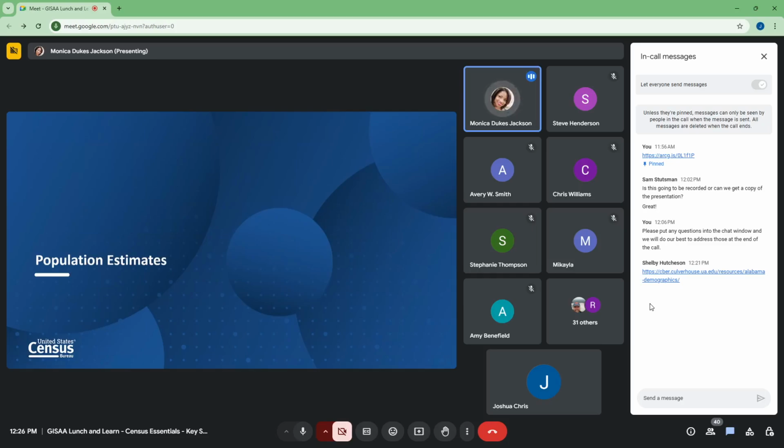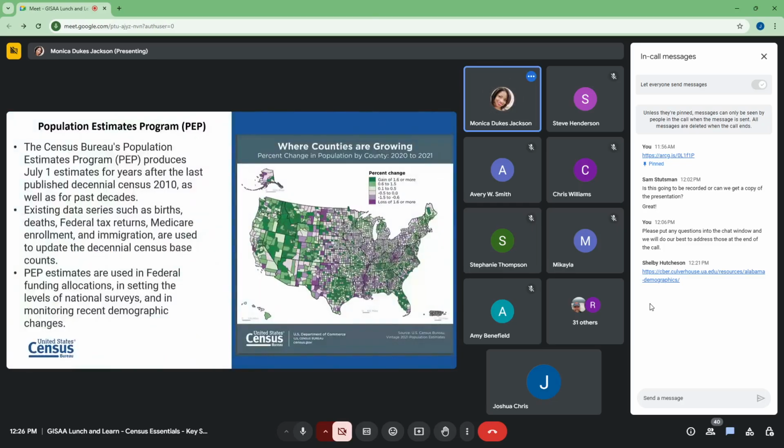Okay, so now moving on to our third program, or our population estimates program. So our population estimates program, or PEP, produces estimates of the population for the United States, metropolitan and micropolitan statistical areas, counties, cities, towns, as well as for Puerto Rico and its municipalities. Demographic components of population change, which are considered births, deaths, and migration, are produced at the national, state, and county levels of geography.